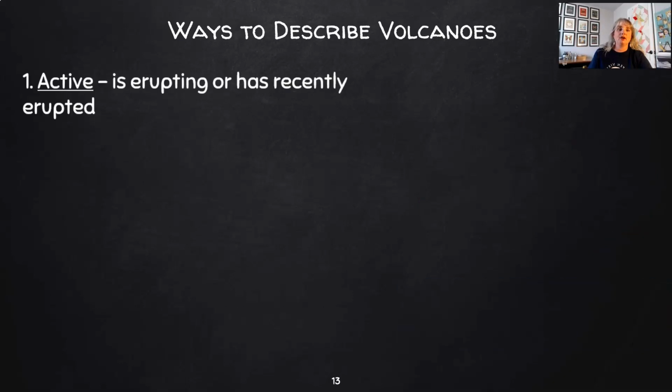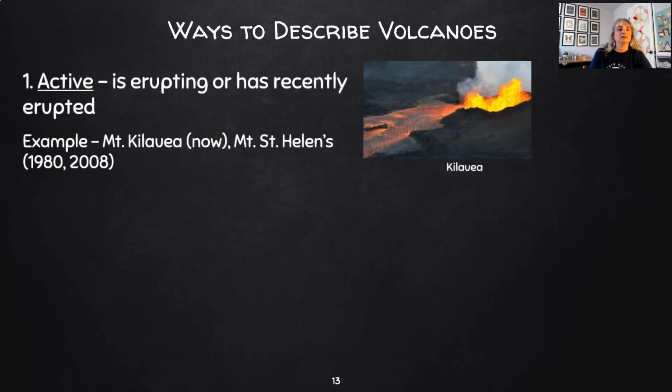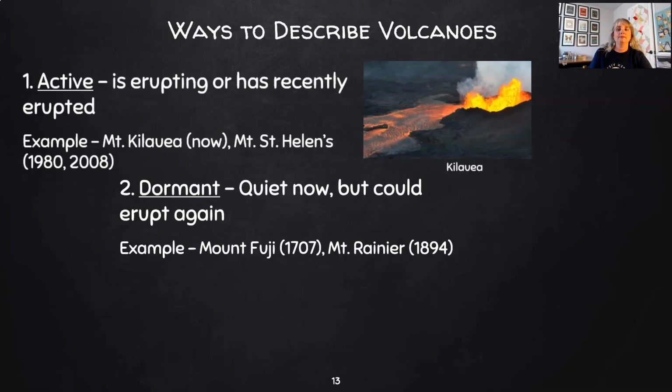All right, so there are different ways to describe volcanoes. Number one, active, which means that it's erupting right now or has recently erupted. Mount Kilauea in Hawaii is erupting right now. Mount St. Helens erupted in 1980 and 2008. There's a picture of Kilauea.